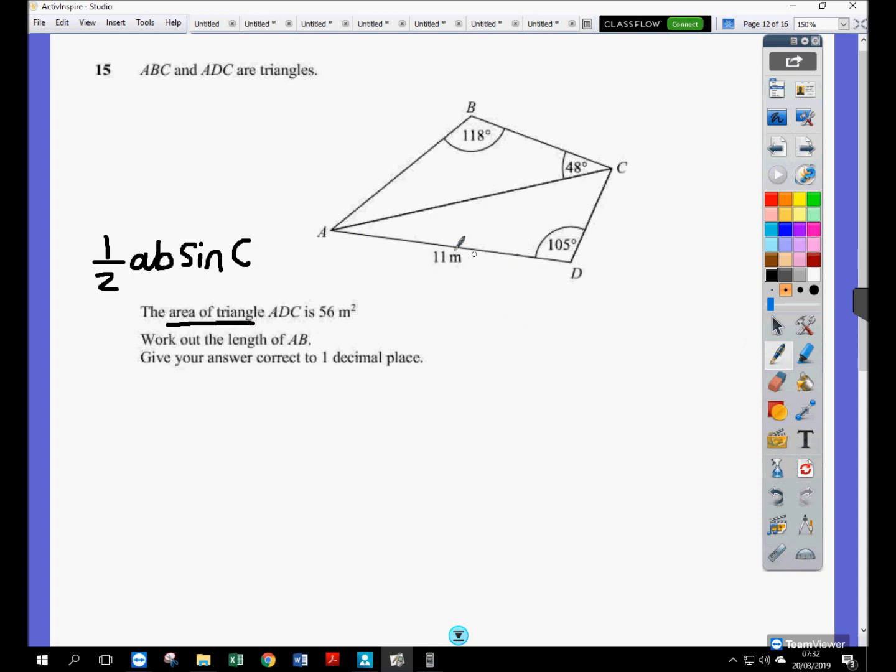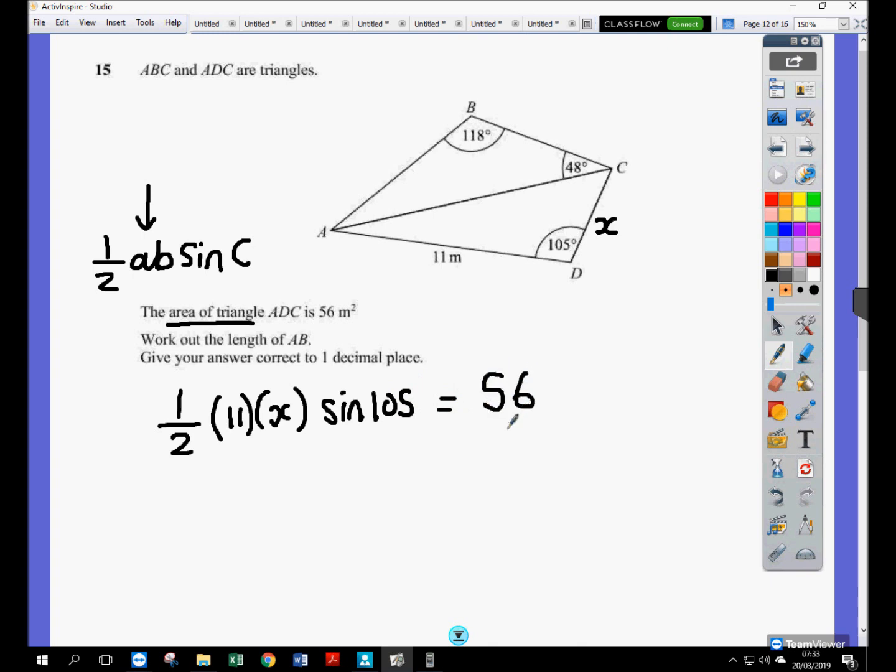Now it tells us the area of ADC is 56 meters squared. If you understand the formula for the area of a triangle, A and B are the two sides that sandwich the angle. Now, if you look at triangle ADC, you can see that 11 and the side I've labelled X both sandwich the angle. So A and B are 11 and X. If I substitute them into this formula, we have a half times 11 times X multiplied by sine of the angle that's sandwiched between, which is 105. That's equal to the area of the triangle, which is 56.